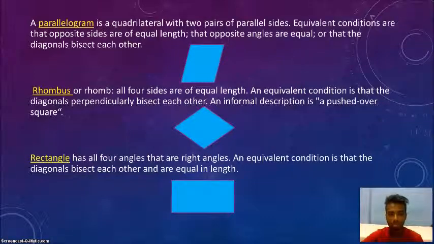Rhombus or rhomb: all 4 sides are of equal length. An equivalent condition is that the diagonals perpendicularly bisect each other. An informal description is the pushed over square. Rectangle has all 4 angles that are right angles. An equivalent condition is that the diagonals bisect each other and are equal in length.